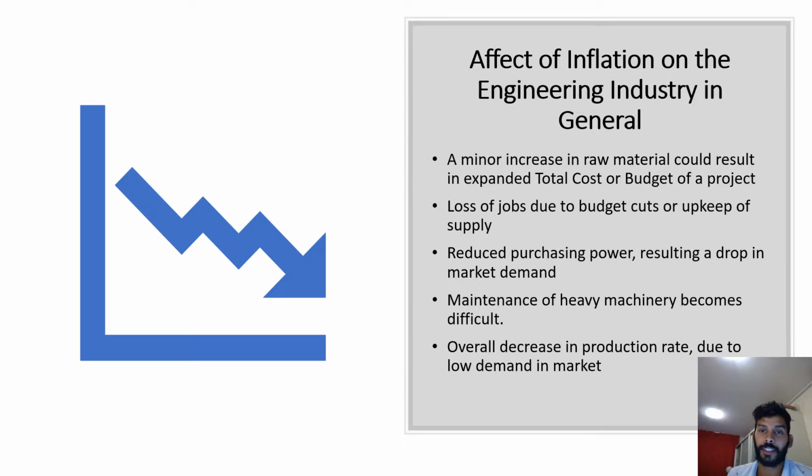The effect of inflation on the engineering industry in general is as follows. A minor increase in raw material could result in expanded total cost or budget of a project. Loss of jobs due to high budget costs, high budget cuts, or upkeep of supply can be seen. Reduced purchasing power resulting in a drop in market demand can also be an effect. Maintenance of machinery becomes more difficult, and the overall decrease in production rate due to the low demand in the market can also be incurred.